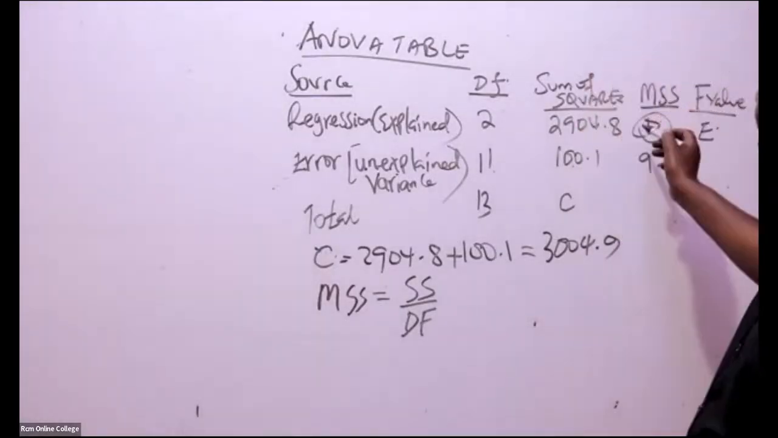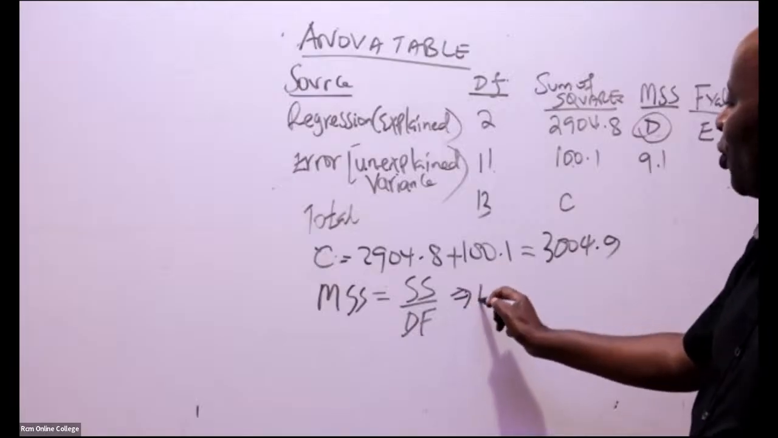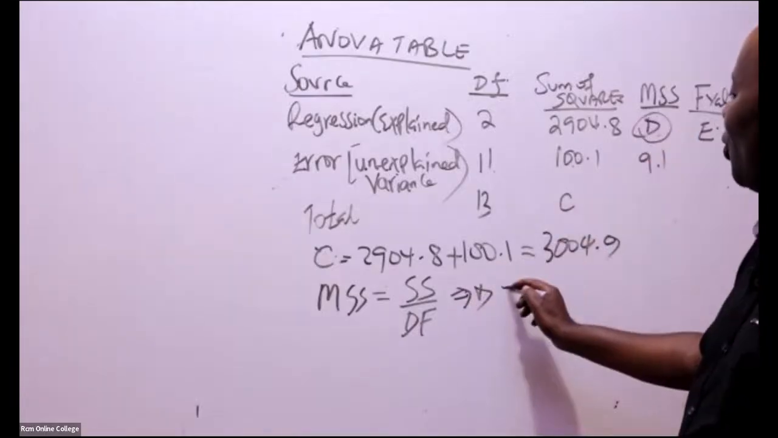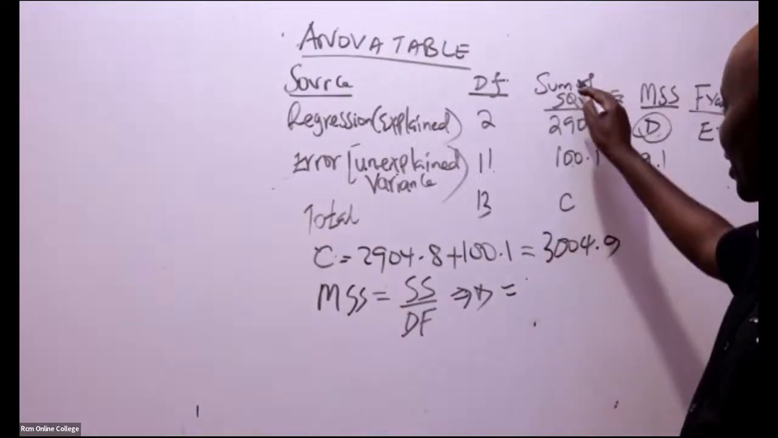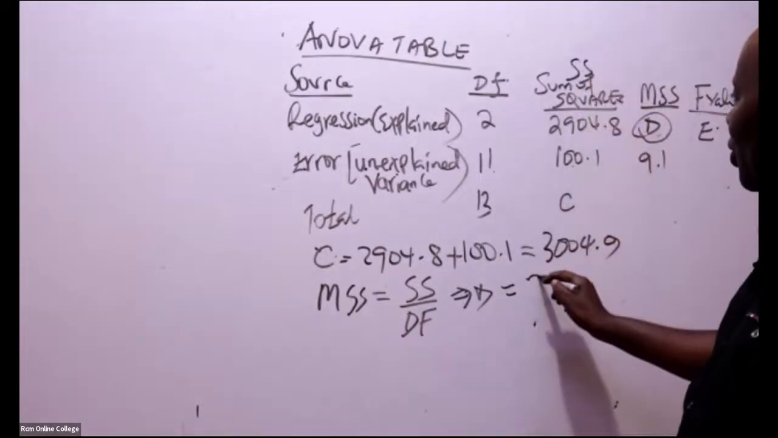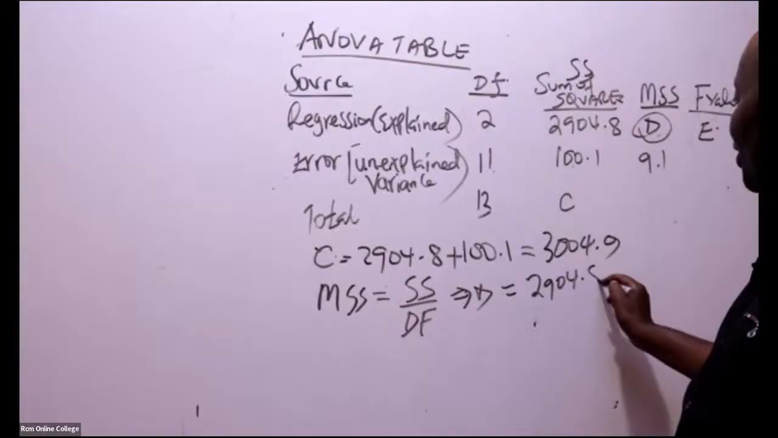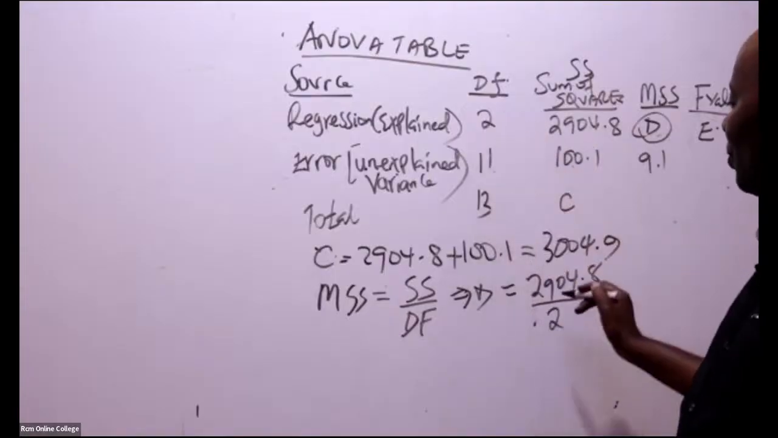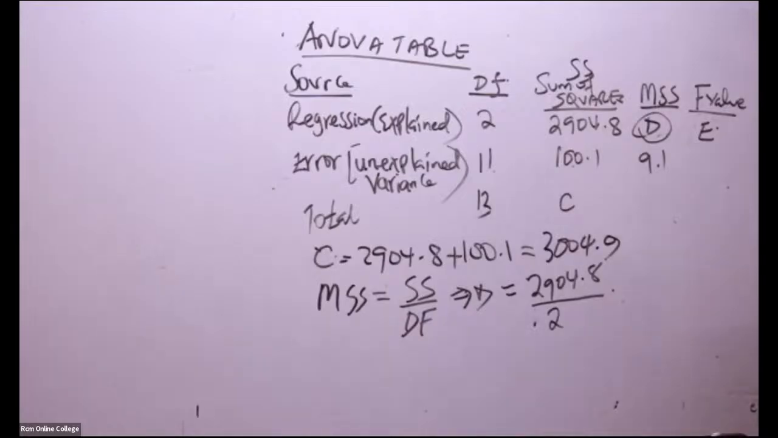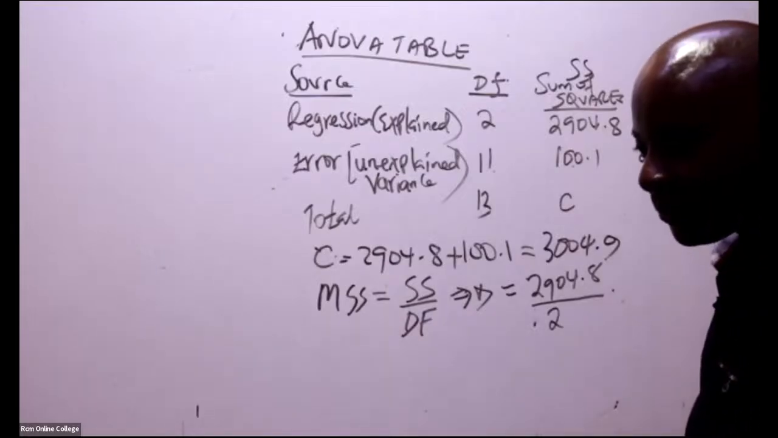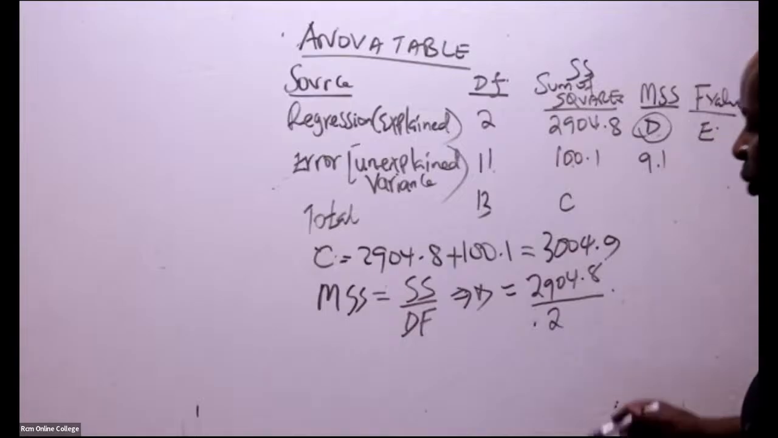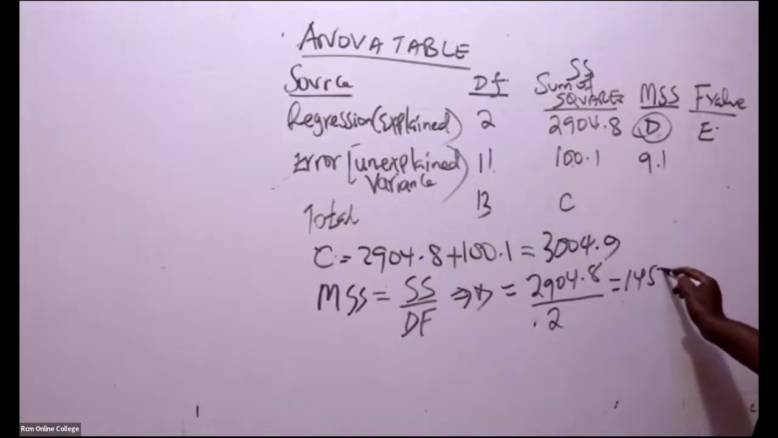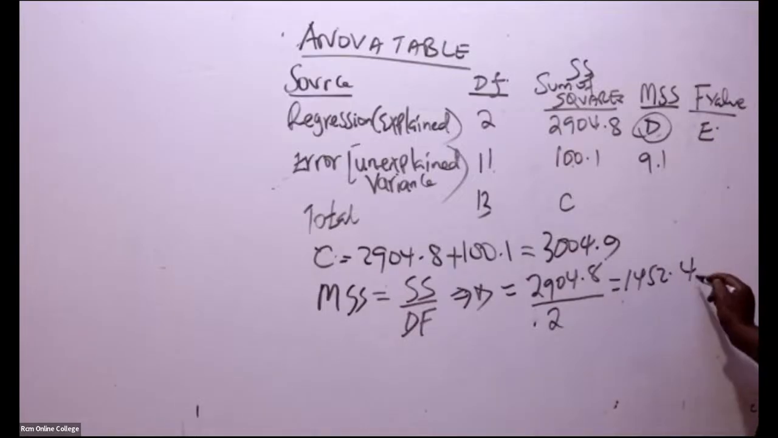So to get D, which is the mean sum of squares, you will take the sum of squares given here, 2904.8, and divide it by the corresponding degrees of freedom, which is 2. Already somebody has an answer. They are telling me it is 1452.4, like that.